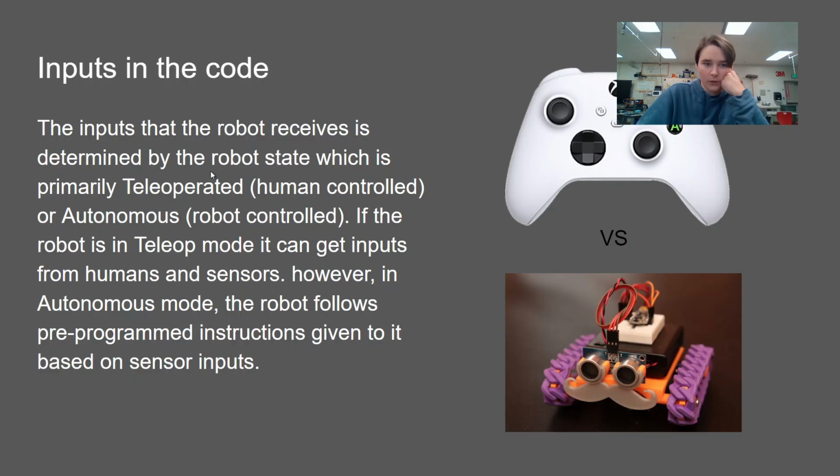The inputs that the robot receives are determined by the robot's state, which is teleop, autonomous, or maybe one of your own states. If it's in teleop mode, it gets input from humans and sensors. And in autonomous mode, it's usually pre-programmed instructions like drive forward this much, turn, do that. Sometimes there's maybe a conditional in there, like if the distance is greater than 100, whatever 100 is, maybe inches, and turn, for example.